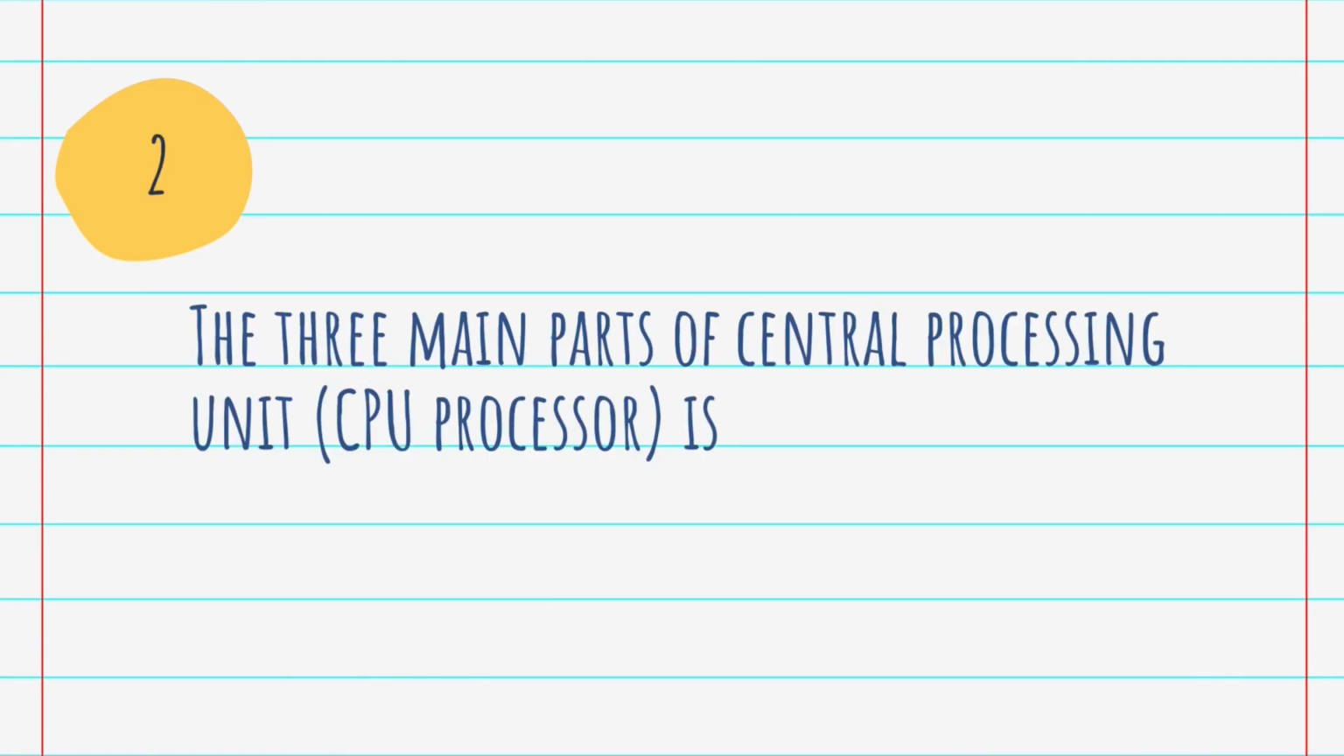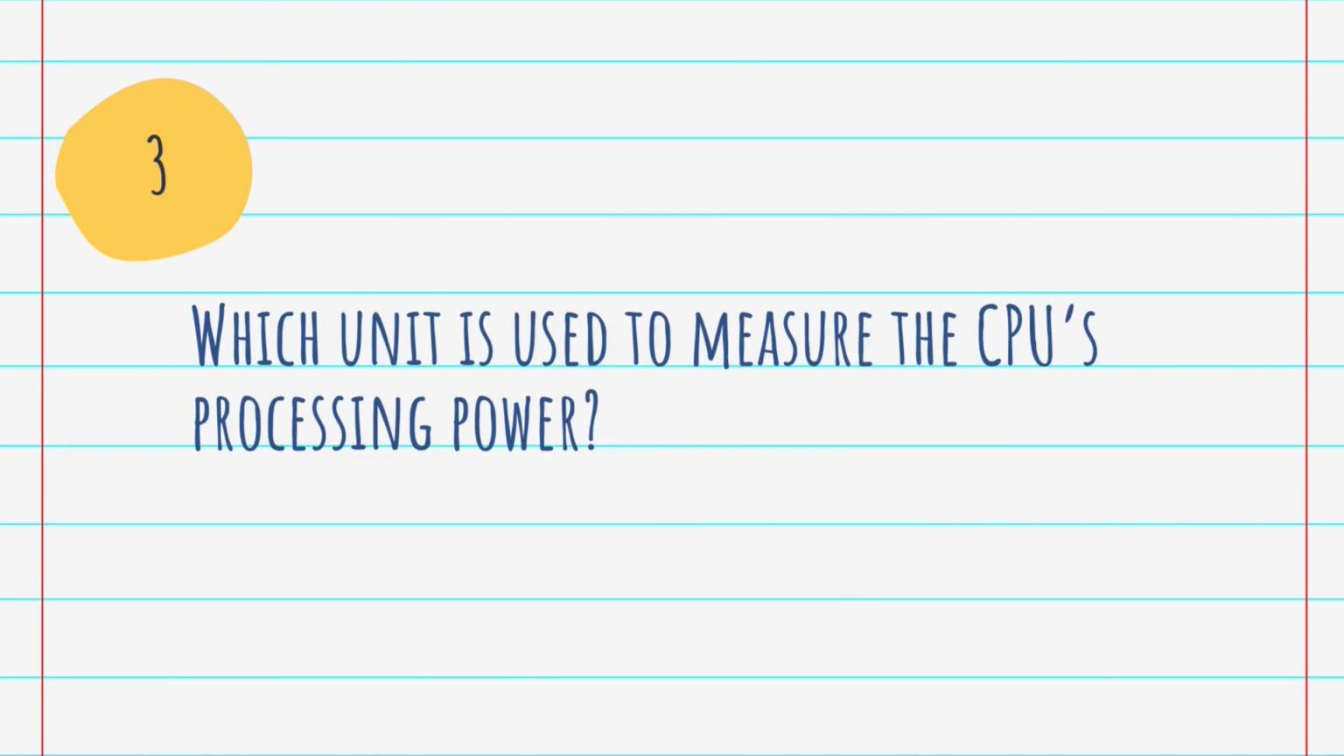Question number 2. The three main parts of the central processing unit, CPU processor, are? Answer is ALU, control unit and registers. The computer's central processing unit, that is CPU, is the portion of the computer that retrieves and executes instructions. The CPU is essentially the brain of a system. The control unit, arithmetic and logic unit, and registers of a computer system are jointly known as the central processing unit.